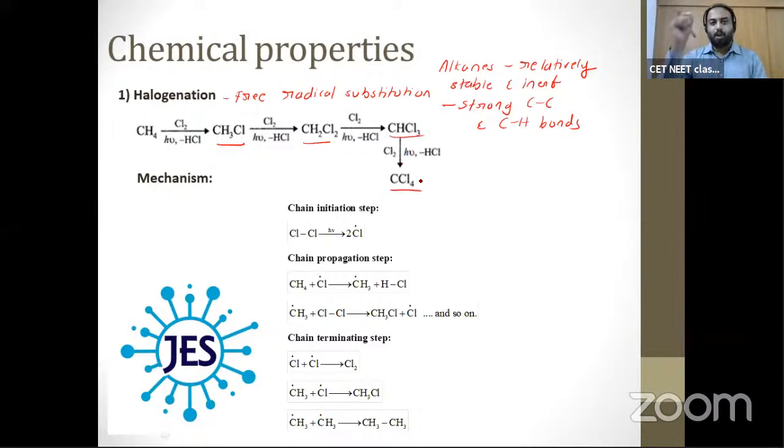Carbon tetrachloride form ಆದ್ಮೇಲೆ ಮತ್ತೆ substitution ಆಗಲ್ಲ. There are no more hydrogens to be substituted. This is the final product. And this reaction occurs in 3 steps: initiation step, propagation step, termination step. Always remember, any free radical mechanism will involve these 3 steps: chain initiation, chain propagation, chain termination. Chain initiation starts the reaction, propagation continues the reaction, termination brings the reaction to an end.